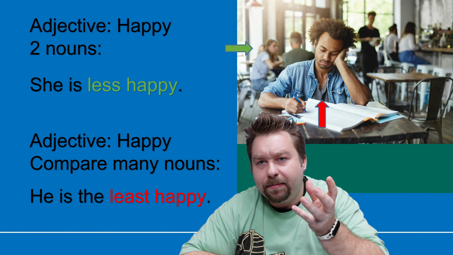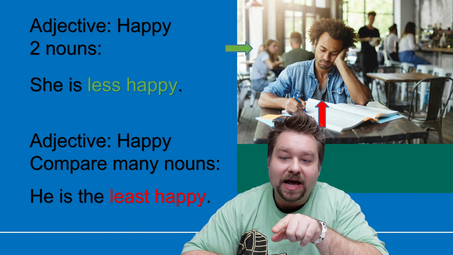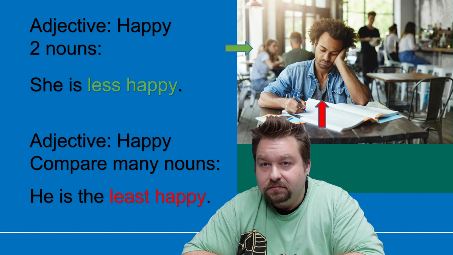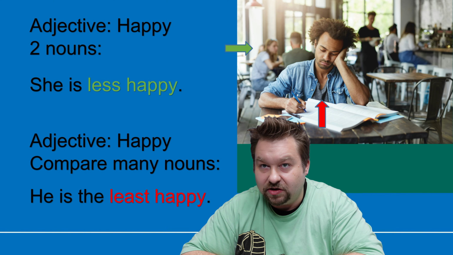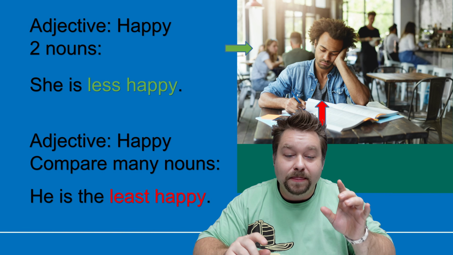Let's take a look at this example. Our adjective is happy, okay? Now when we compare two things, see the girl in the background? She is less happy. She's less happy than the other people, okay? Than her friend next to her. She's less happy. But what about when we compare one versus all?